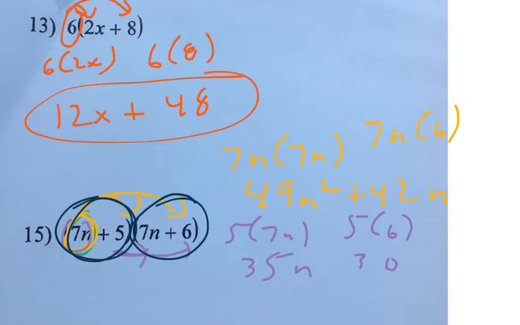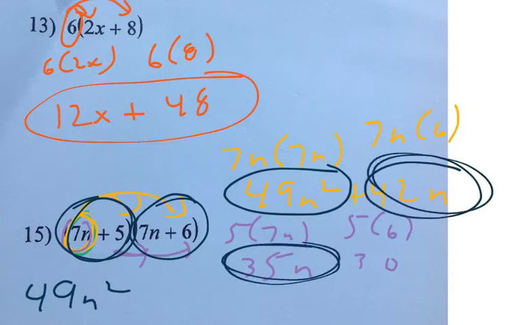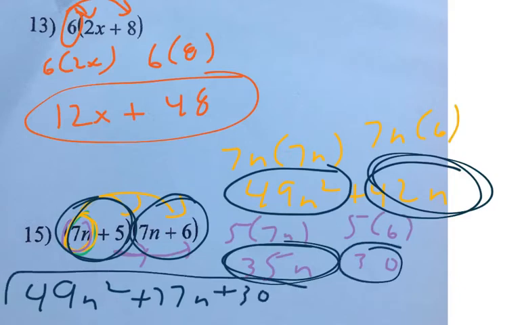And so it's just a matter of combining like terms. So follow the black here now. I have 49n squared. And notice I have a 42n here and a 35n there. Both of them are n, so I put them together and get 77n. And then finally, there is a 30. So 49n squared plus 77n plus 30 is my final answer. Okay? Pause the video if you need to, please.